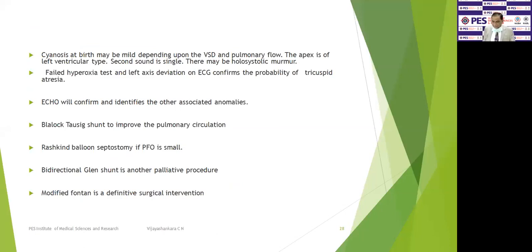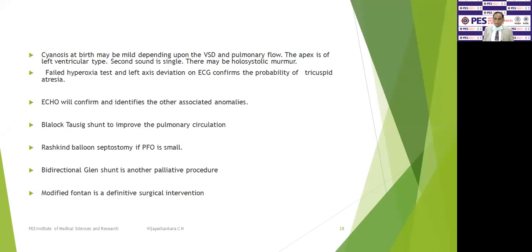This is one of the cyanotic congenital heart diseases which involves the right side of the heart but has a left axis deviation. The second sound is single. There may be a holosystolic murmur. Failed hyperoxia test and left axis deviation on ECG confirm the probability of tricuspid atresia. Echo will confirm and identify the other associated anomalies.